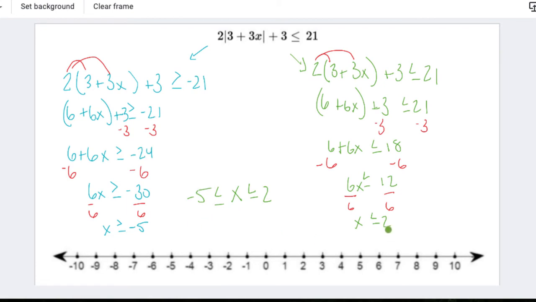Anytime it's less than the positive and greater than the negative, put x in the middle with your inequality signs, put the smaller number to the left, larger number to the right. Okay, these are closed circles because there's a line under it. So closed circle at 2 and negative 5, and then we're just connecting them. Okay, if you see one section on the graph, you can write that as one inequality.